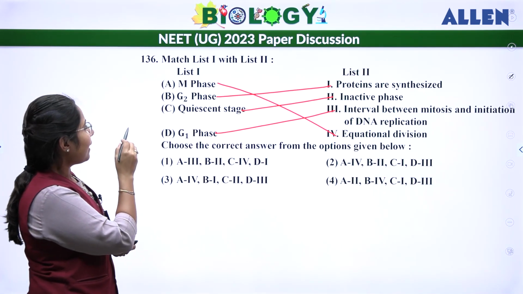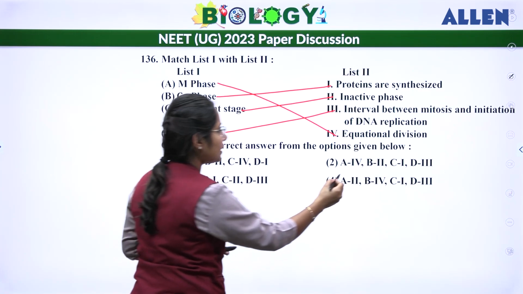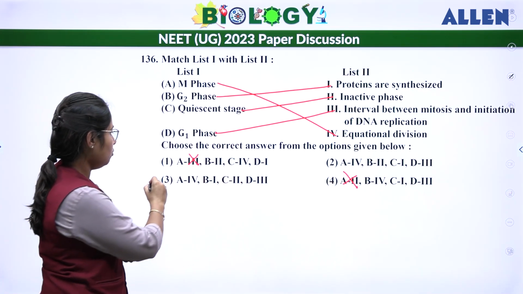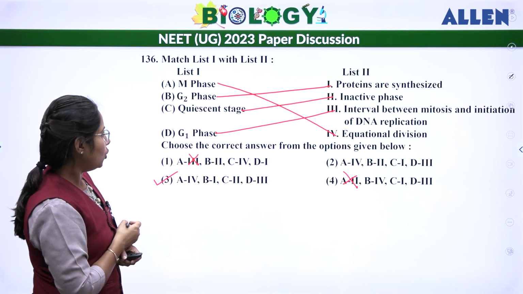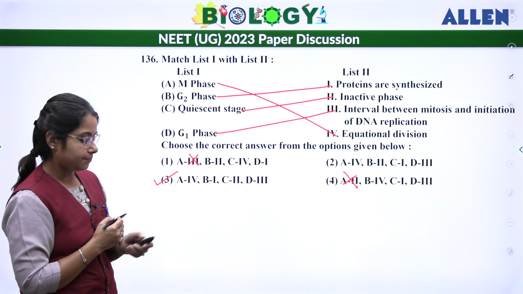So you can see A will be 4. Okay, so these two options can be negated. B will be 1, so this option. C will be your 2 and D will be your 3. So option third.